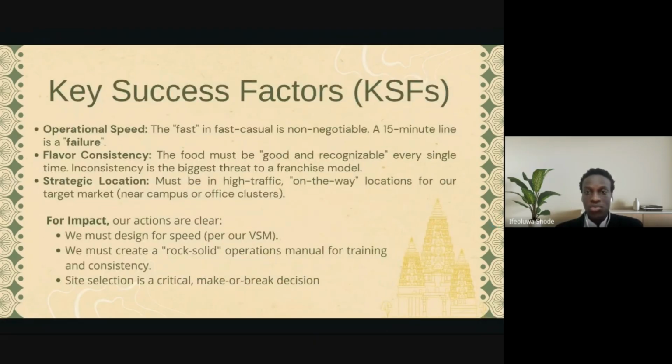To dominate this niche, we focus on three key success factors. The first is operational speed: having a 15-minute line on standby to make sure customers can see and pick up their meal as fast as at Chipotle. Second, flavor consistency. This is very critical for the franchise we're trying to build. The food must stay the same at all times. And third, strategic location: having a location where our target audience is, which is students and workers. I will dive more into this. It's something that we're going to look into.